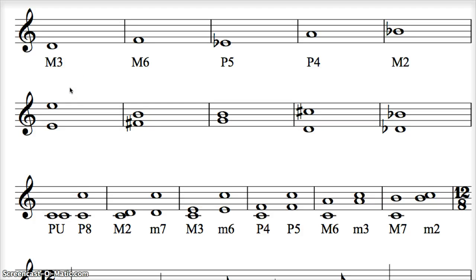Hi class, in this video we're going to go over intervals, interval quality, and interval inversions. First we will look at how to find an interval based off a lower pitch.